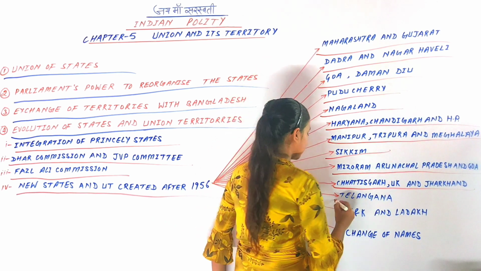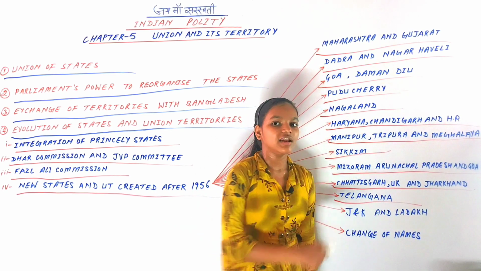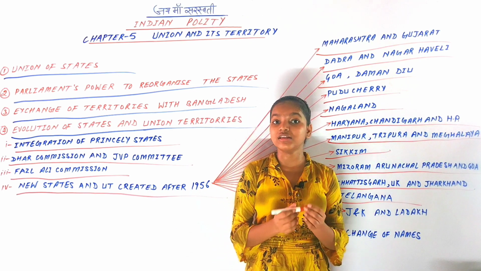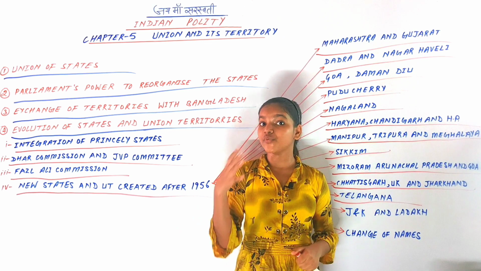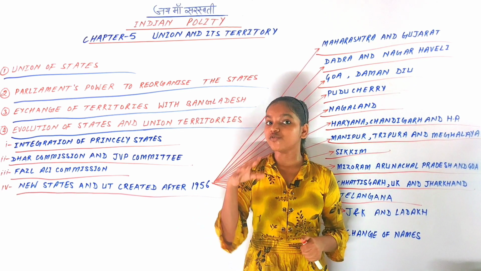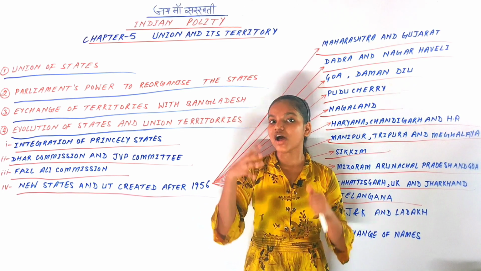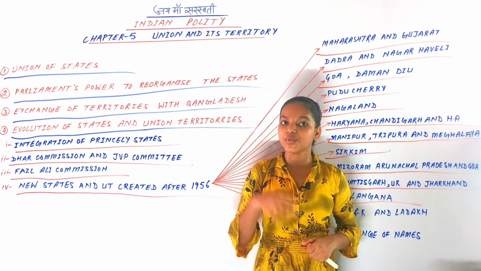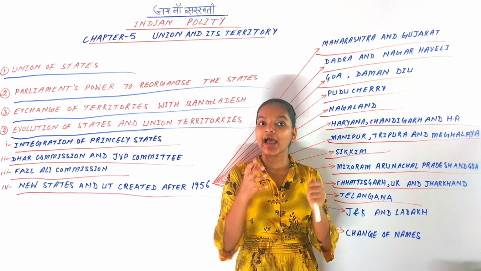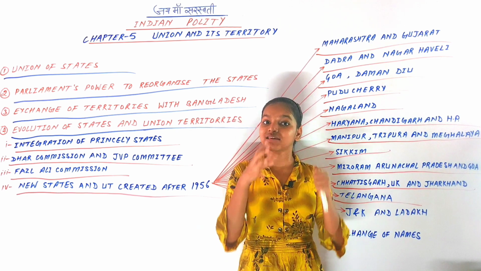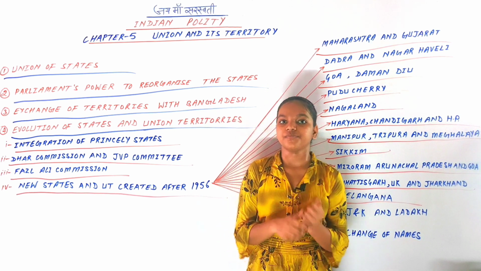And next is Telangana. Telangana was made a state in 2014 by separating from Andhra Pradesh. It was earlier a part of Andhra Pradesh, but it was separated in 2014 and became a separate state of India.